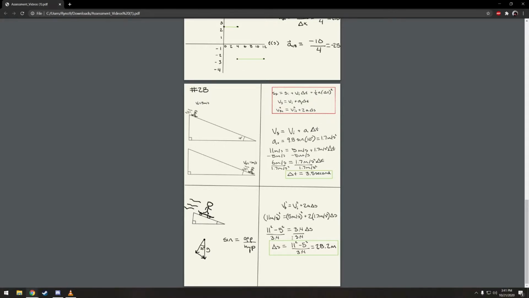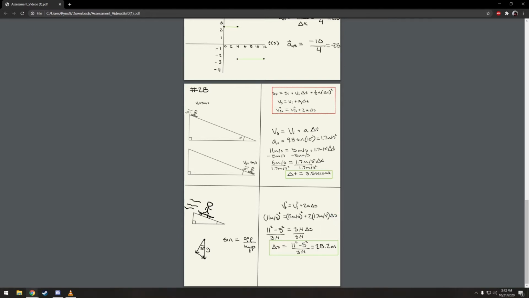So we set it up. We know the final velocity is 11 meters per second. Then we know the initial velocity, which is 5 meters per second, so we square that as well. Then we add our acceleration relative to the angle, which is 1.7 meters per second squared, multiplied by 2, and then we have our unknown here. So it's just another solve for x, which in our case is delta s.